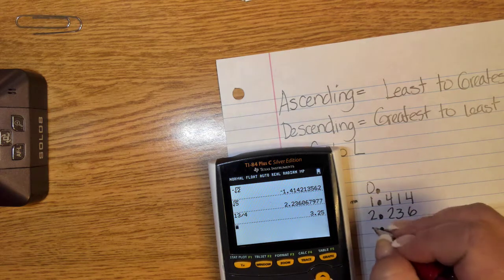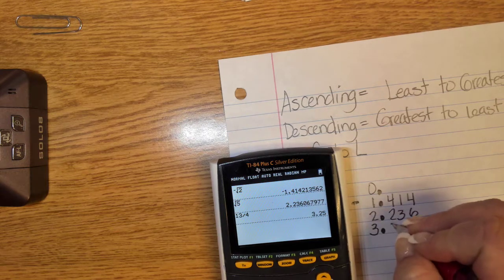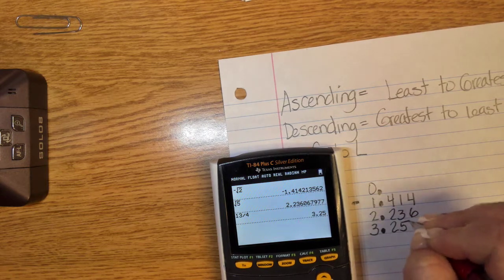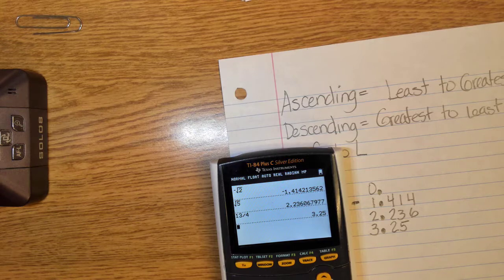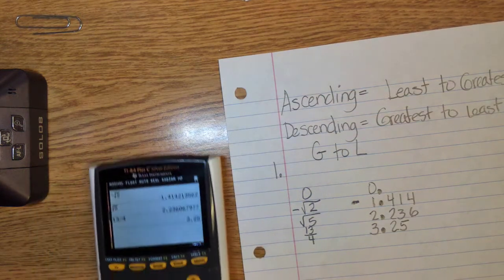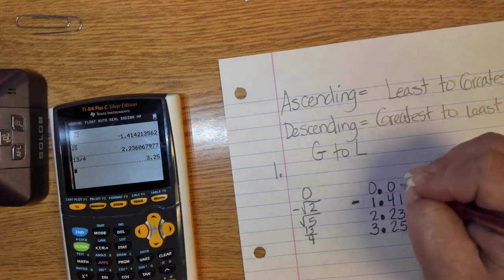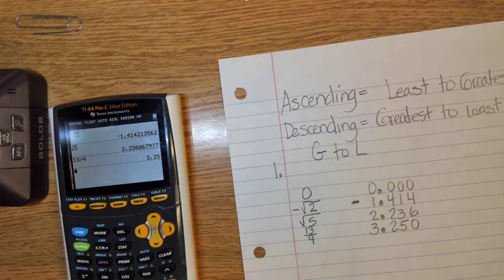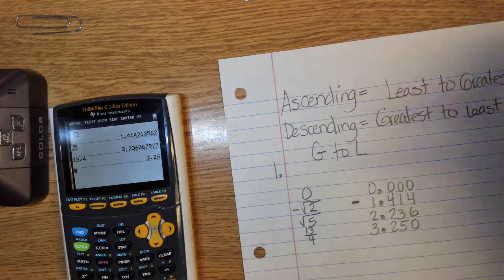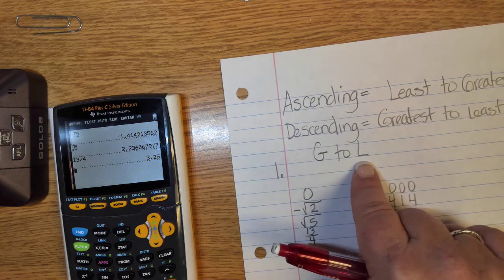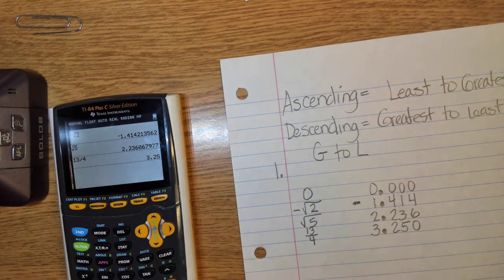And I get 3.25. Okay? Alright. I said we're going to work smart. Since I went out 3 digits, I'm going to fill all my holes with zeros. Okay? And then I'm going to take my worksheet paper and do this. All right, I've got greatest to least, so I need the biggest number.